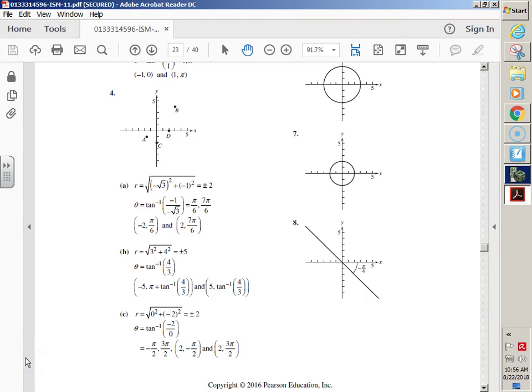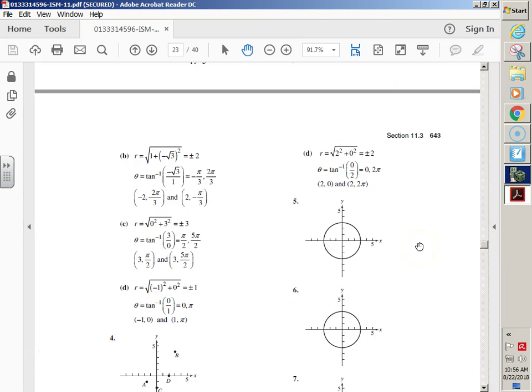Calculator, but it's going to be nasty. Okay. Yeah, I agree. Was there a part D to number 4? Yeah, part D is up here, sorry.